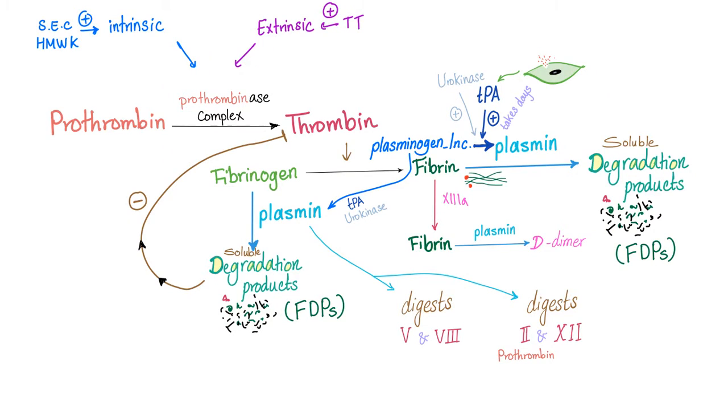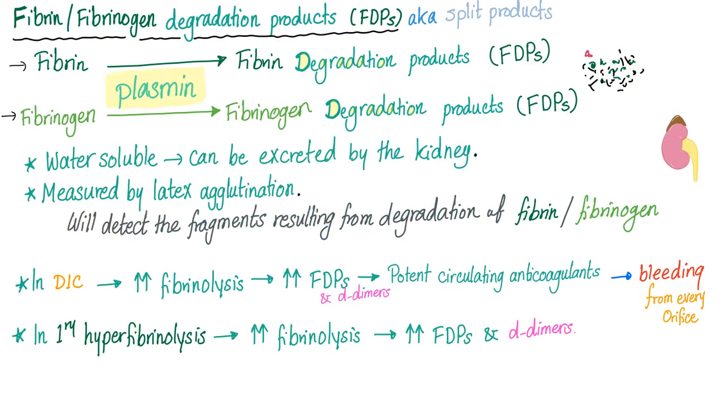So here's the whole story. Morning glory: intrinsic and extrinsic coagulation pathways, activating prothrombin into thrombin, activating fibrinogen into fibrin. Plasminogen is getting incorporated within the fibrin fibers. TPA and urokinase will convert plasminogen into plasmin. Plasmin will convert fibrin into fibrin degradation products. The stabilized fibrin into D-dimer. The fibrinogen into fibrinogen degradation products. Fibrin degradation products or fibrin split products.